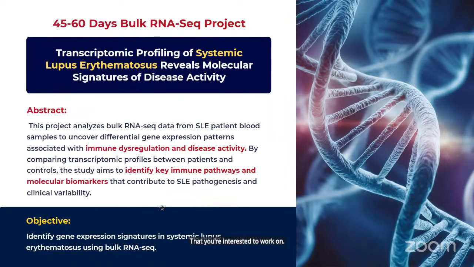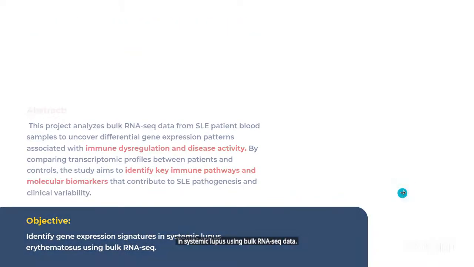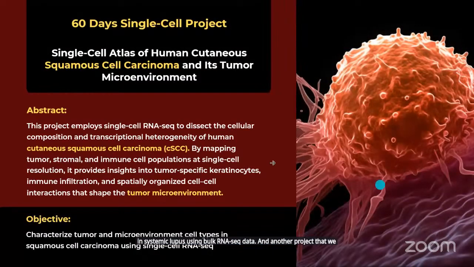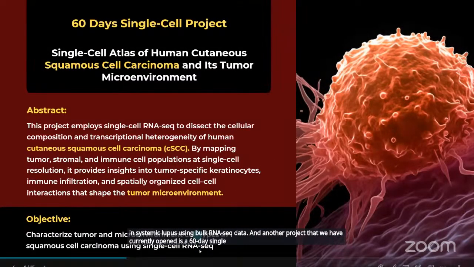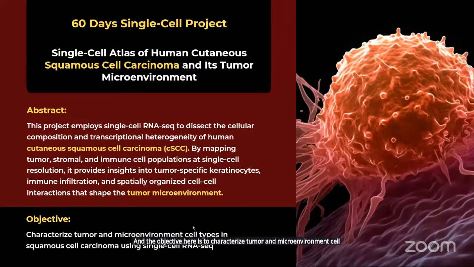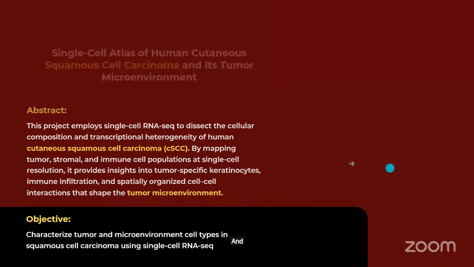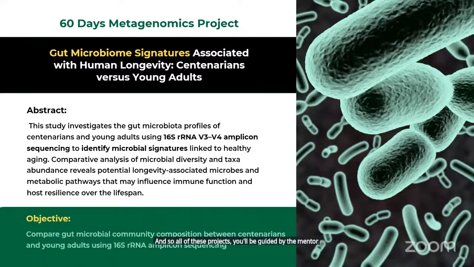So first of all, there is a 45 to 60 day bulk RNA-seq project that you can choose to enroll in. And here the objective will be to identify gene expression signatures in systemic lupus using bulk RNA-seq data. Another project that we have currently opened is a 60-day single cell data analysis project. The objective here is to characterize tumor and microenvironment cell types in squamous cell carcinoma using the single cell RNA-seq data. And through all of these projects, you will be guided by the mentor. Initially, there will be training, followed by which there will be mentor sessions scheduled so that you can work alongside the mentor on the project.